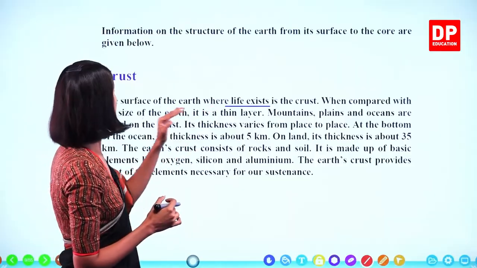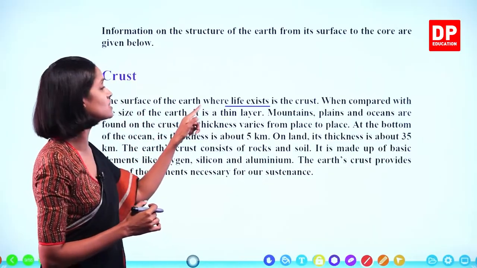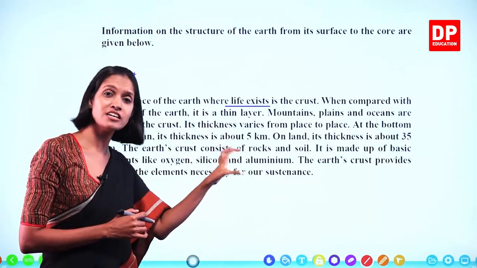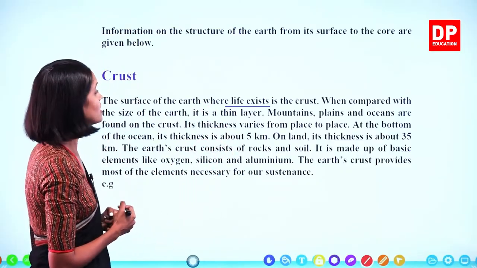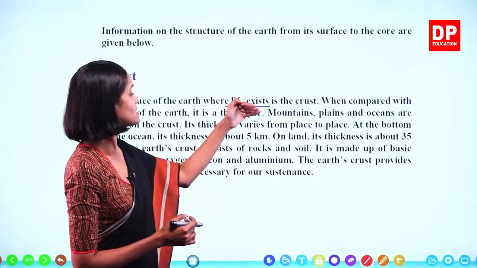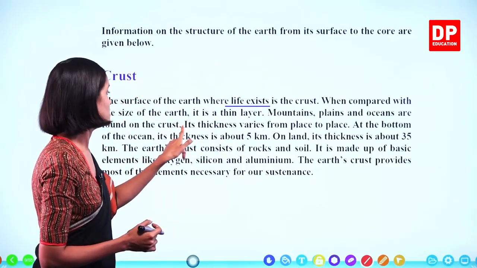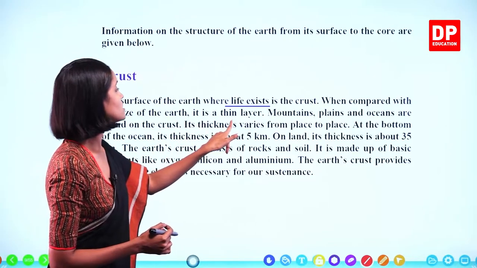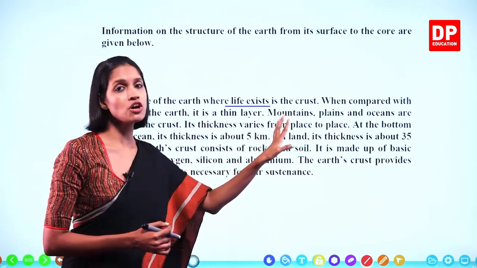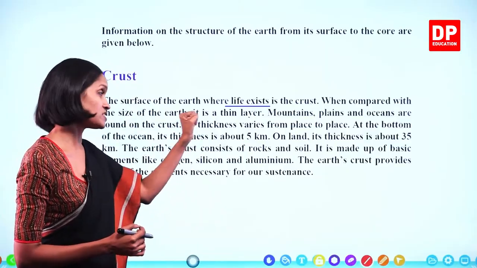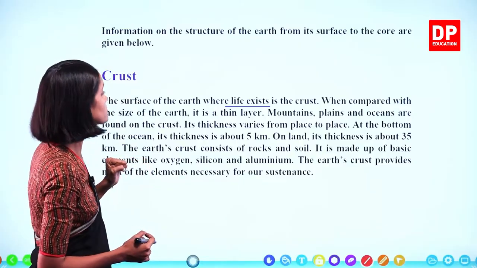So when compared with the size of the earth, it's a thin layer. It's the thinnest layer compared to the other two layers. It's very, very thin, right? Mountains, plains, and oceans are found on the crust. Now here, its thickness varies from place to place. It's not always the same thickness present around the earth of this crust, right?